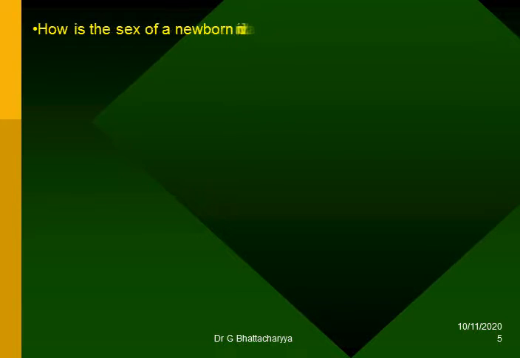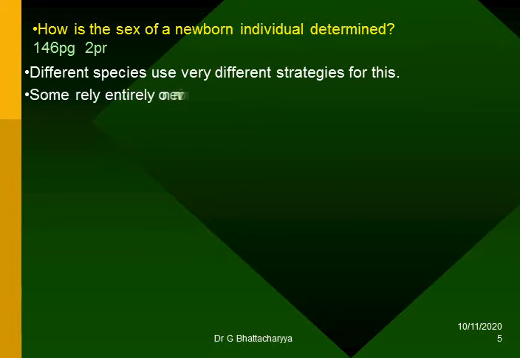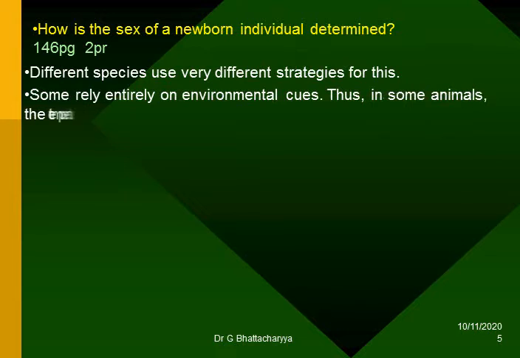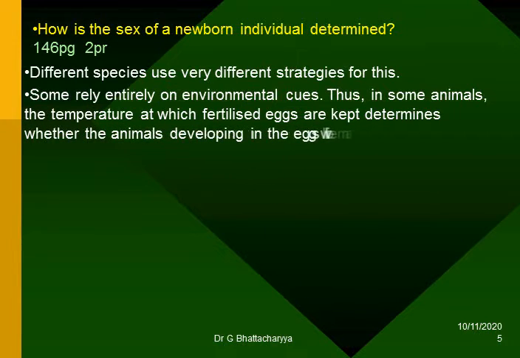How is the sex of a newborn individual determined? Different species use very different strategies for this. Some rely entirely on environmental cues. Thus, in some animals, the temperature at which fertilized eggs are kept determines whether the animal developing in the eggs will be male or female.